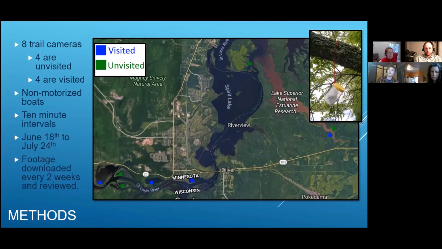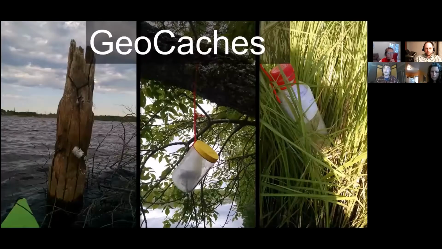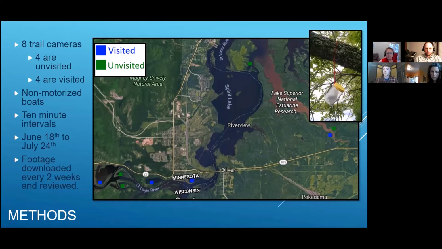I set them out around June 18th, and I had them taking a picture every 10 minutes. Sorry, I'm trying to scroll down on my notes, but when I do that, it switches the slide. They were taking photos every 10 minutes, and it ended up finishing the recording around July 24th, and that's when I took down the cameras.